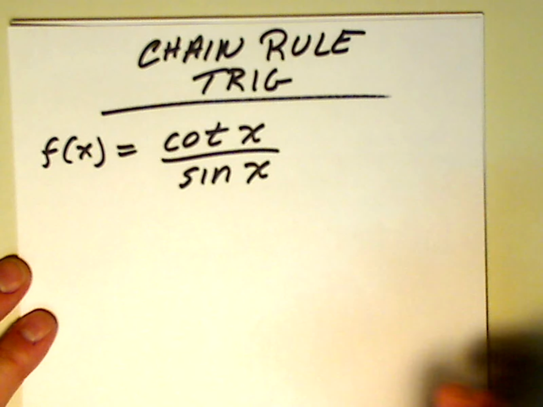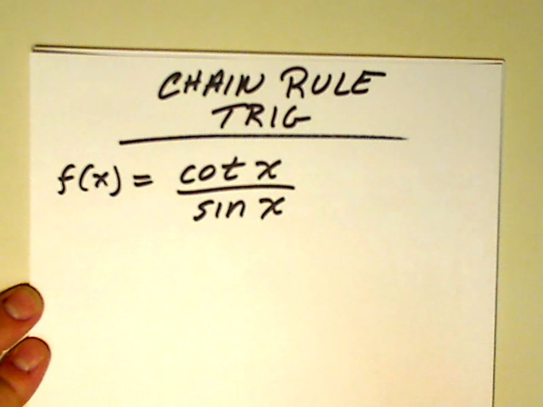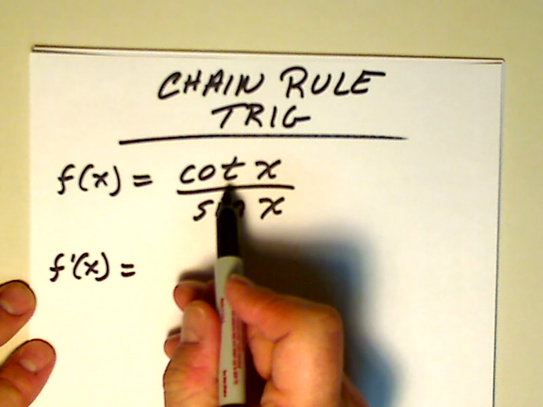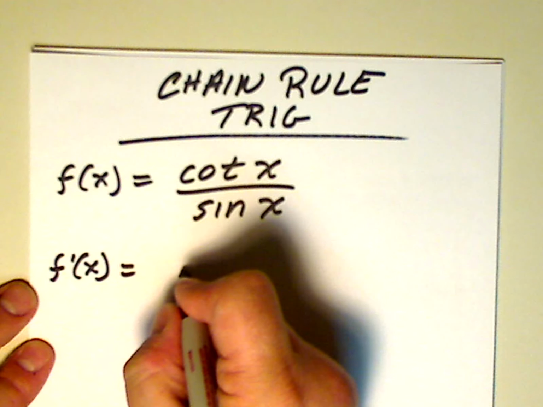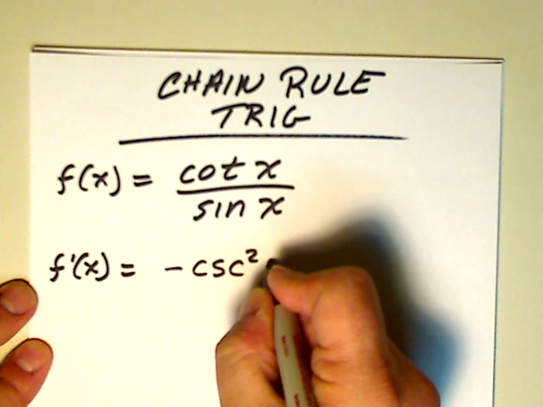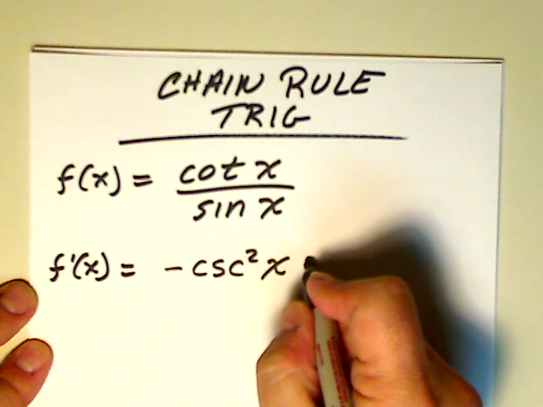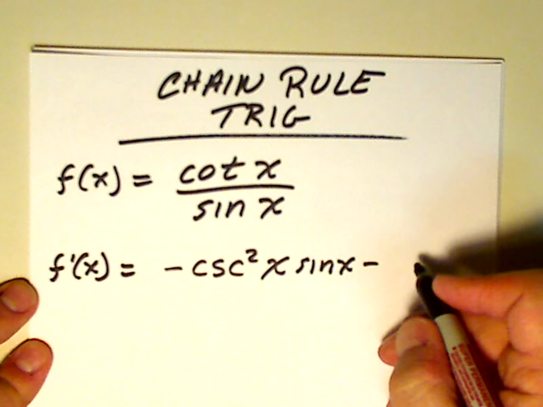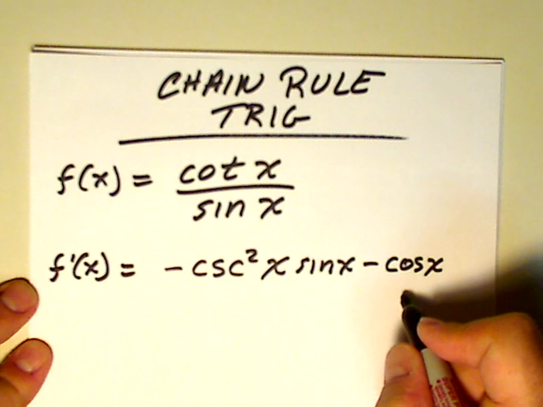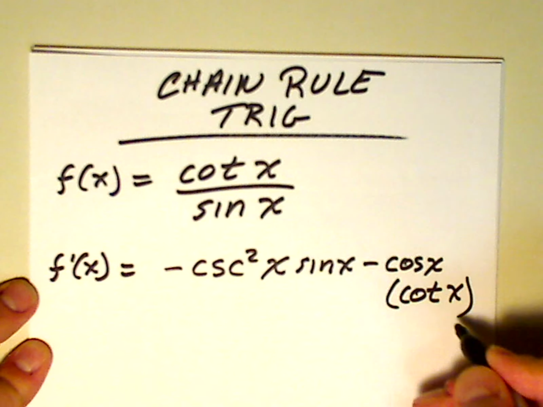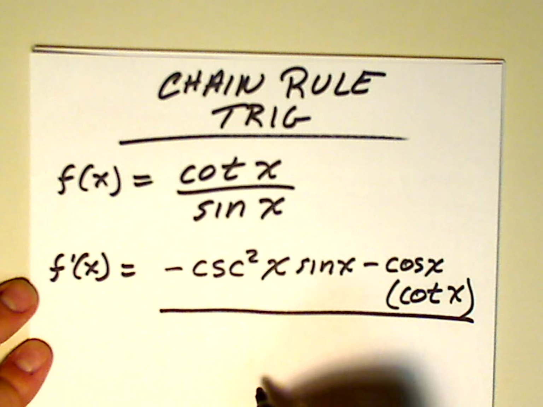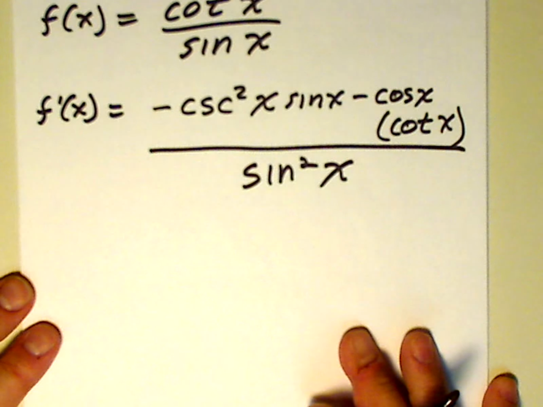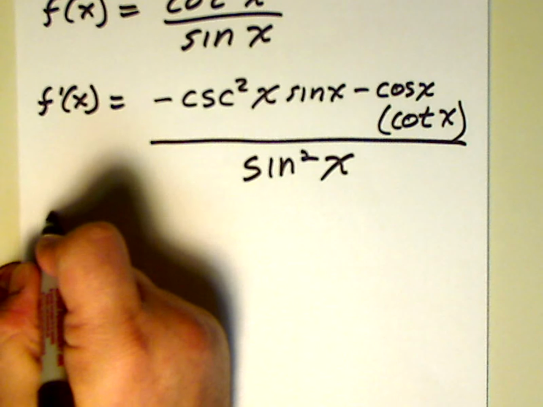Here's our problem. Obviously a quotient rule problem. So, f prime x. The derivative of cotangent is negative cosecant squared theta, so it's negative cosecant squared x times the denominator, which is sine x, minus the derivative of the denominator, so it's the derivative of sine, which is cosine x, times the numerator, which is cotangent x. And we're going to divide everything by sine squared x.